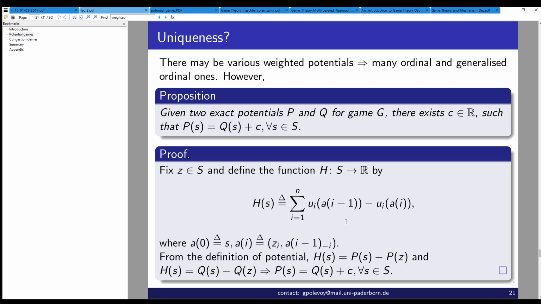And an interesting question is: is the potential function unique? Well, it's clearly not unique up to a constant, because we only look at the differences of this function, so we can always change the whole function by a constant. But is the potential function unique besides that? Well, no. There may be many weighted potentials, and therefore also many ordinal and generalized ordinal potentials, because those are even looser. But if we have an exact potential, then indeed those are unique. So for any two exact potentials of a game, there is a constant such that those potentials are equivalent up to this constant. Okay, and the proof is quite simple.